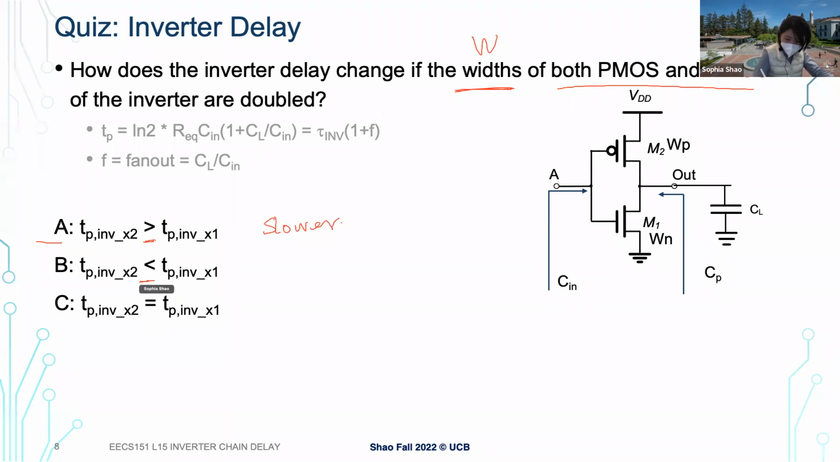Would that be faster? Or would it be the same? Now if we actually change things and make them wider, how would the overall delay of my gate change?